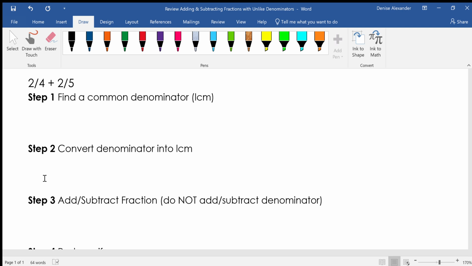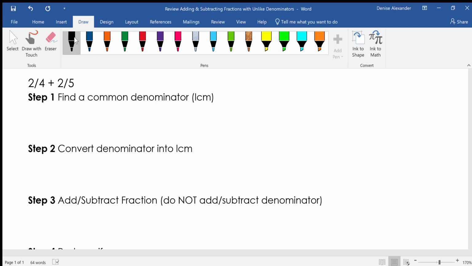Hello, it's Mrs. Alexander, and today we're going to review adding and subtracting fractions with unlike denominators. We're going to start off with this one where it says 2/4 plus 2/5. The first step is you need to find a common denominator, which is also known as your least common multiple.